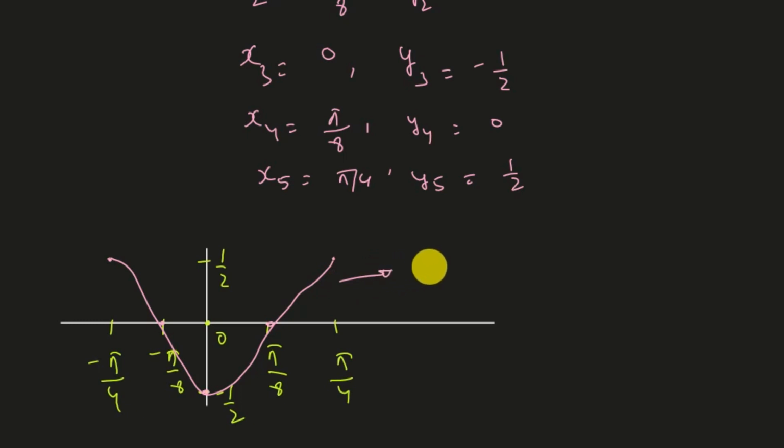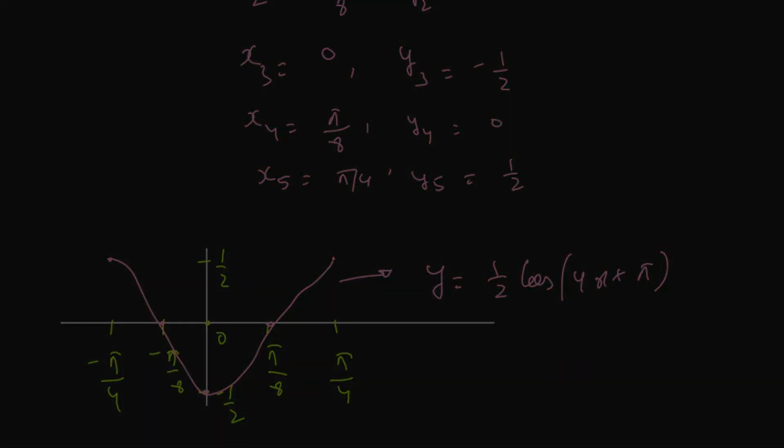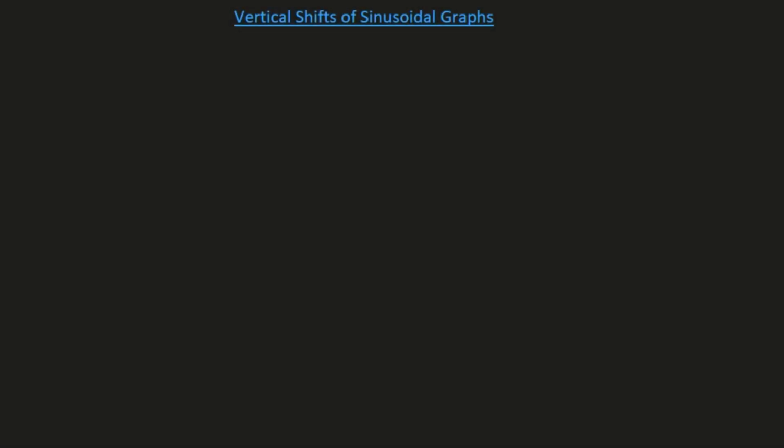So this is the curve for y equals half cosine 4x plus pi. And the curve is going to repeat on the right and the left side simultaneously, right? So this would be the curve. Now let's move forward to the vertical shift of a sinusoidal graph.